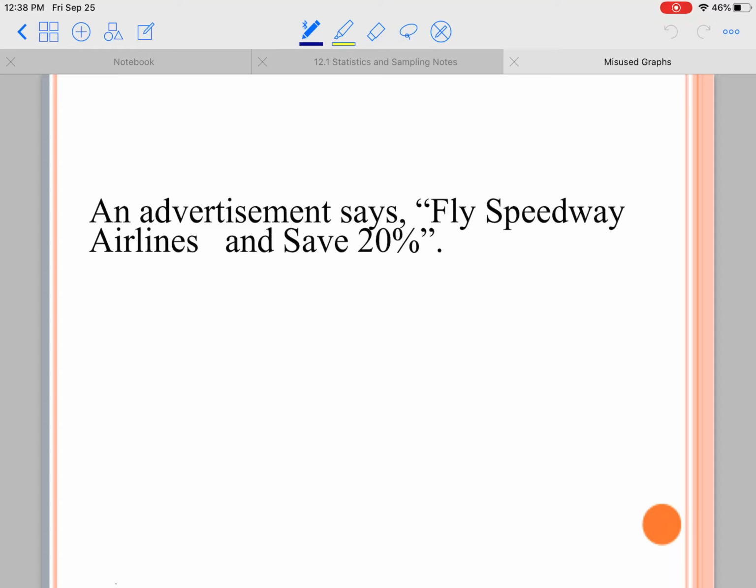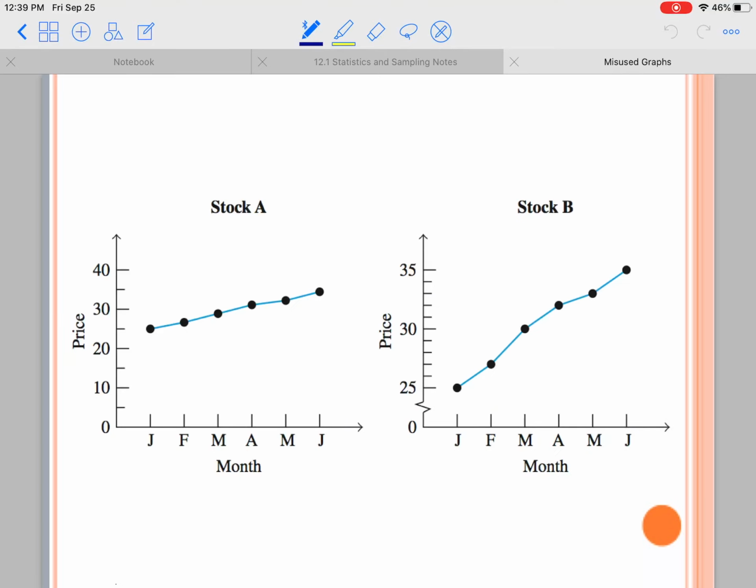Okay? All right, here's another one. We see stuff like this all the time. Fly Speedway Airlines, save 20%. That's kind of vague. So vagueness is an issue in statements and in graphs. We just saw that in a couple. When it says save 20%, what does it mean? Does it mean 20% off your entire bill? Is it 20% off non-sale tickets? Is it 20% off sale tickets? Is it 20% off the luggage you're carrying on? Is it 20% off the soda you might have while you're sitting on the plane? I don't know. So we have to be really careful with advertisements and ambiguity, right? Vague statements that could be interpreted multiple ways.